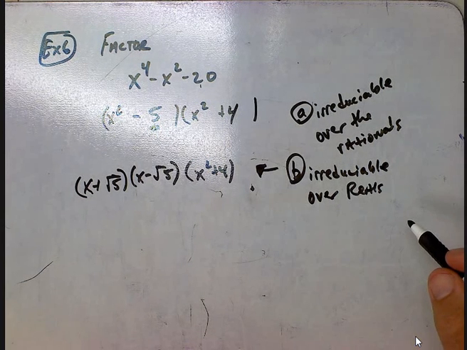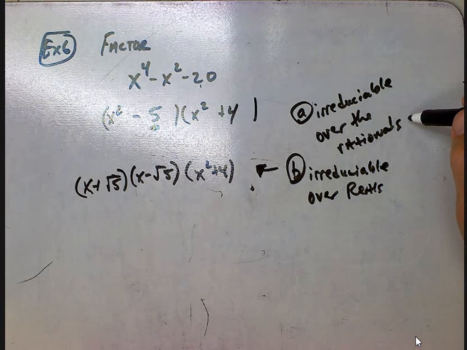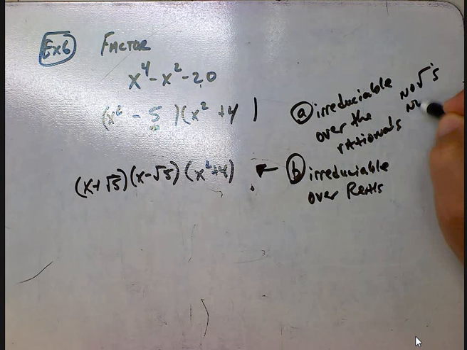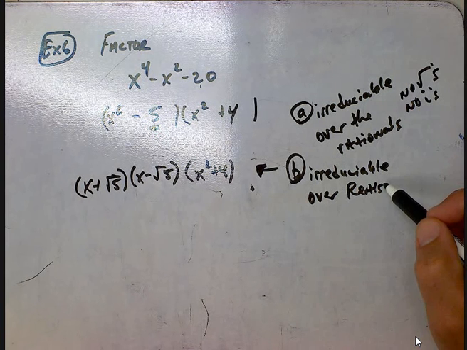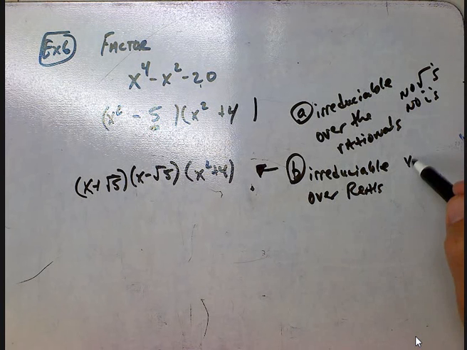Irreducible over the rationals meant no square roots, no i's. Irreducible over the reals means there are square roots, but no i's there, meaning no imaginary units.